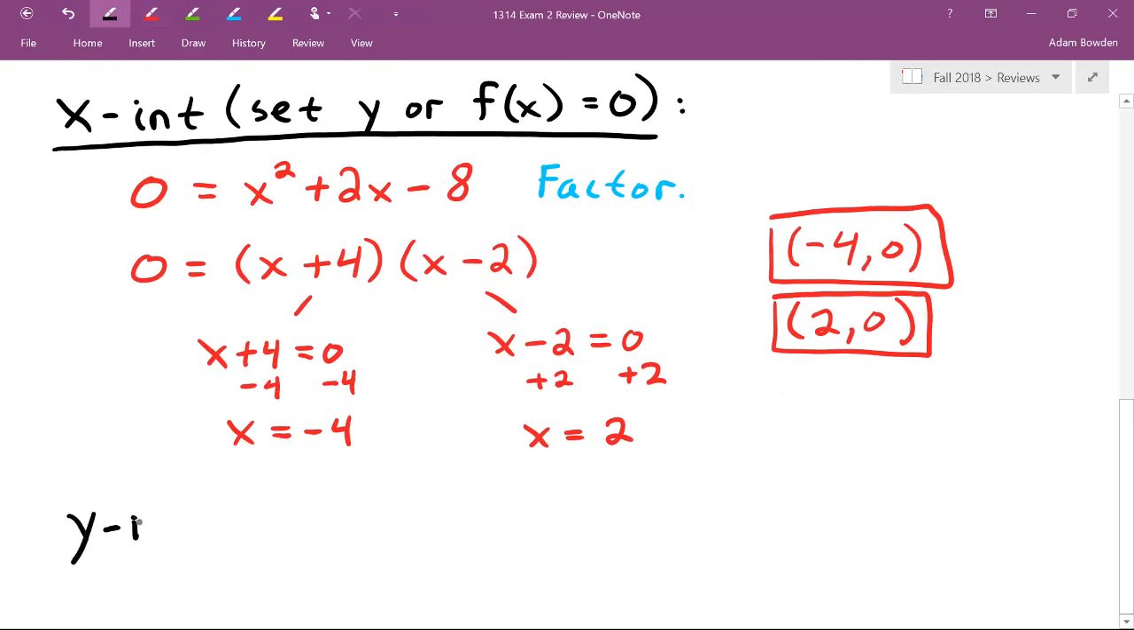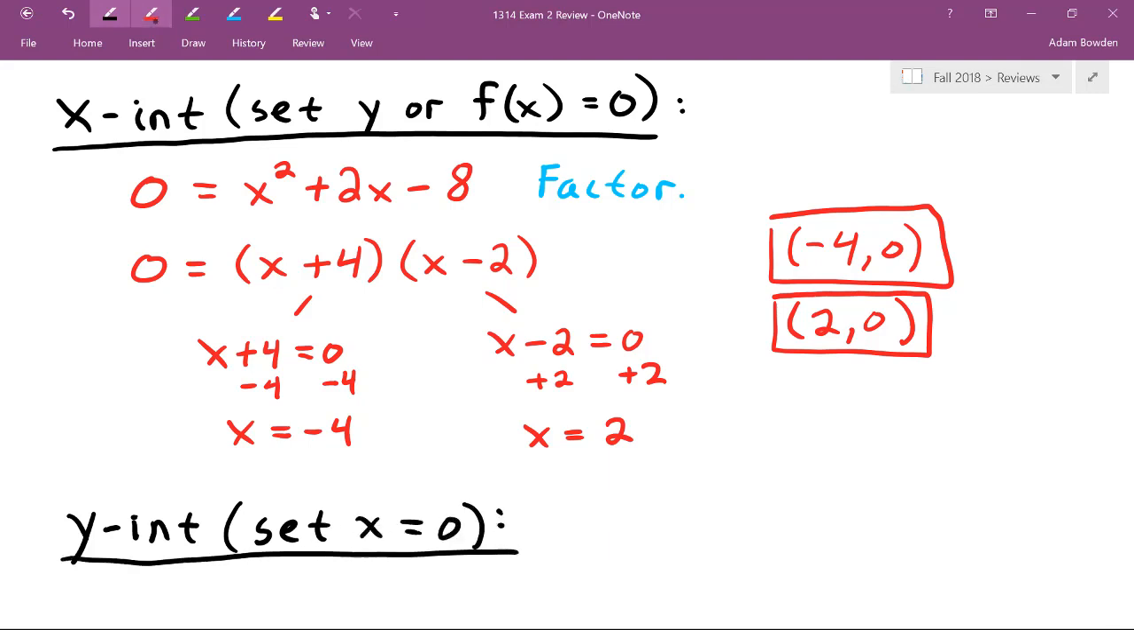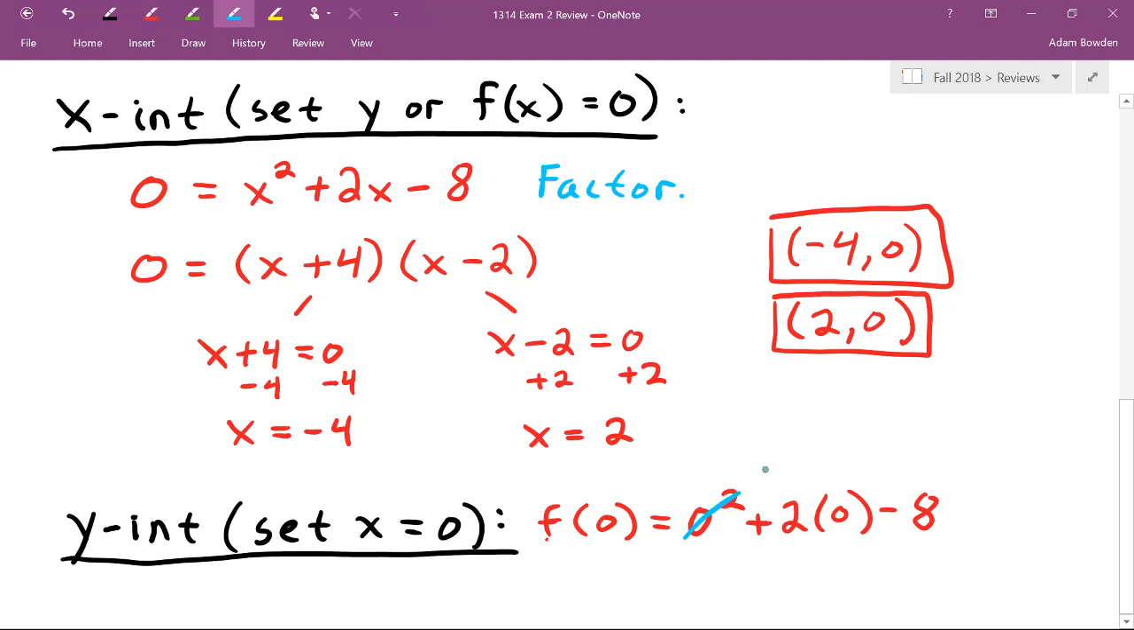Alright, and then lastly we find the y-intercept. And as we do in any type of graph that we draw, we set x equal to 0 to find the y-intercept. So that means plugging in 0 for x. F of 0 is 0 squared plus 2 times 0 minus 8. 0 squared is 0, 2 times 0 is 0, so this is all equal to just the negative 8. Our y-intercept is the point 0, negative 8.